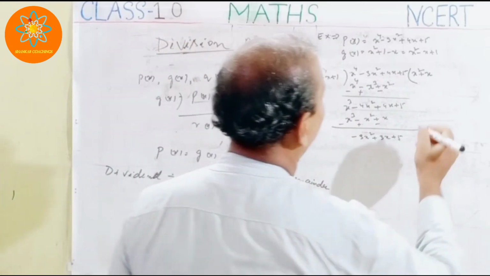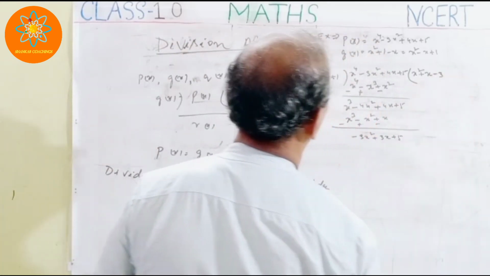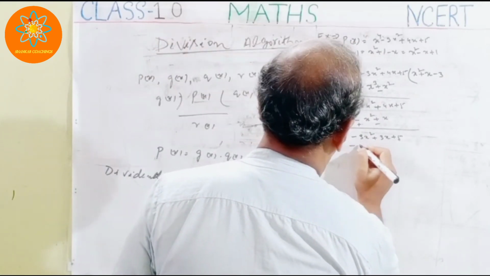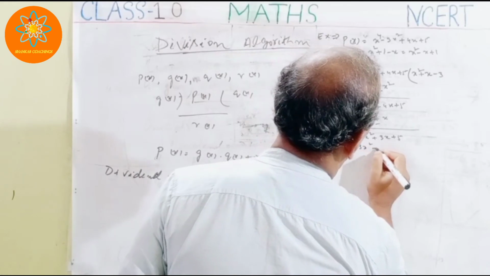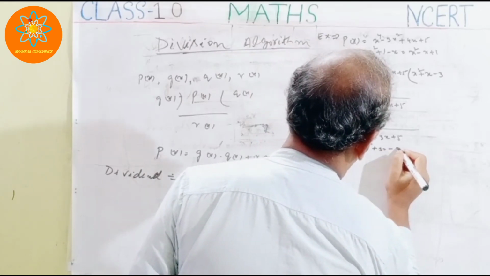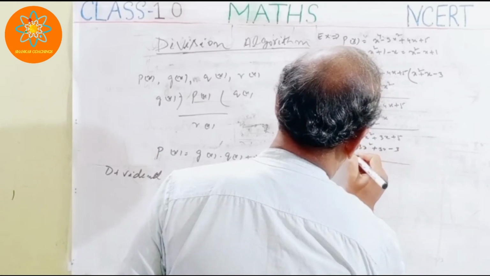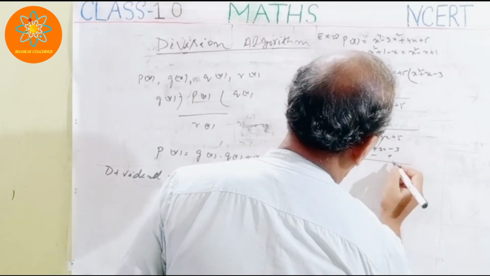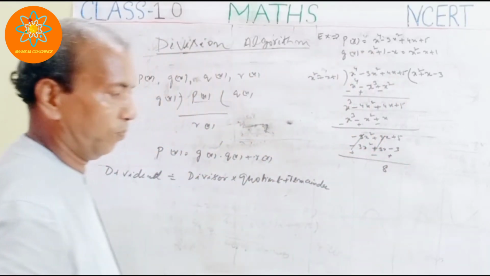Then I will put it here, how much? Minus 3. If I put it here, the value will be minus 3x square plus 3x and then minus 3. So this is plus, minus, plus. These two will be cancelled out and I will get 5 plus 3, that is 8.